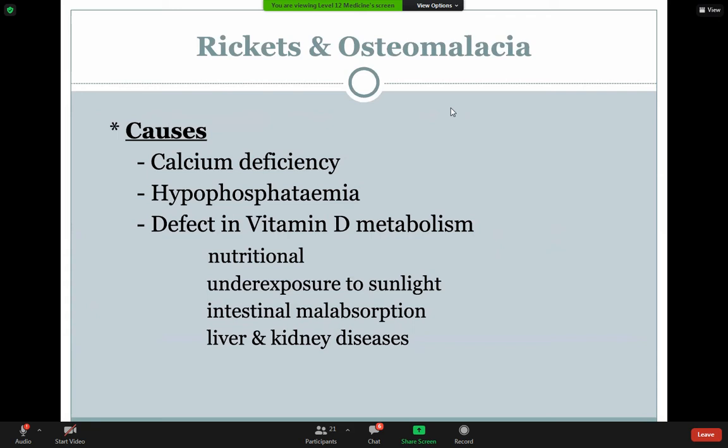Causes of rickets and osteomalacia: it can be caused by calcium deficiency or hypophosphatemia or defect in vitamin D metabolism. So defect in vitamin D metabolism can be caused by nutritional deficiencies, underexposure to sunlight, intestinal malabsorption, or liver and kidney diseases.